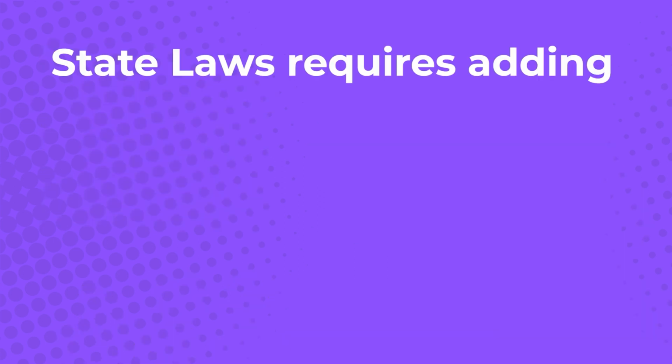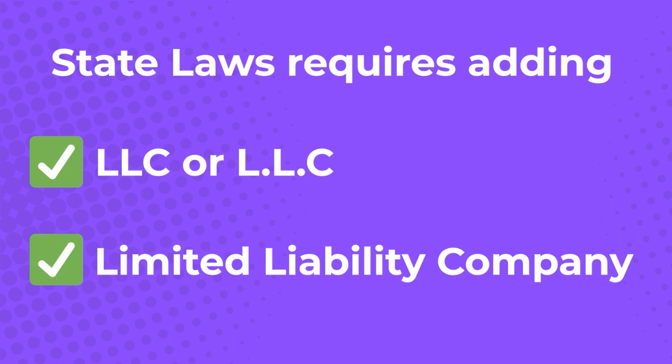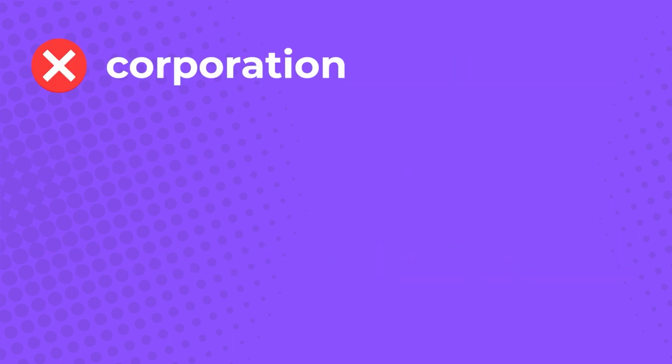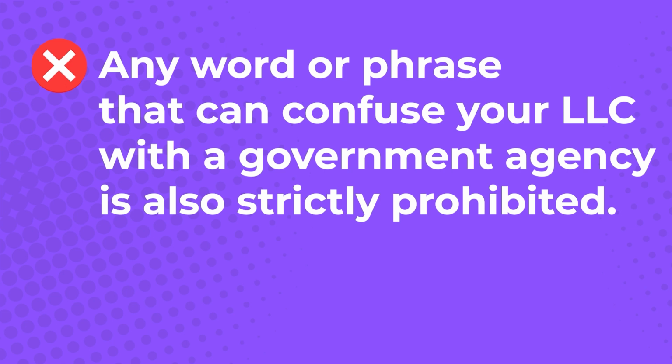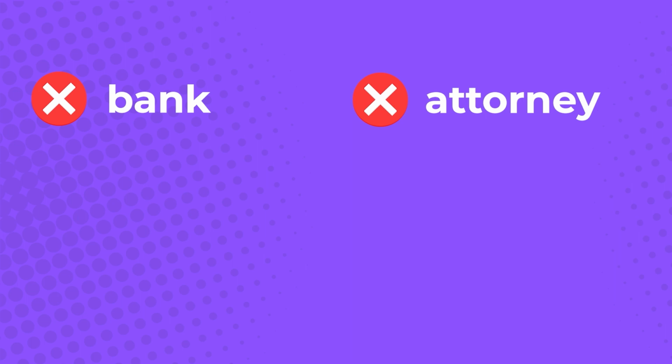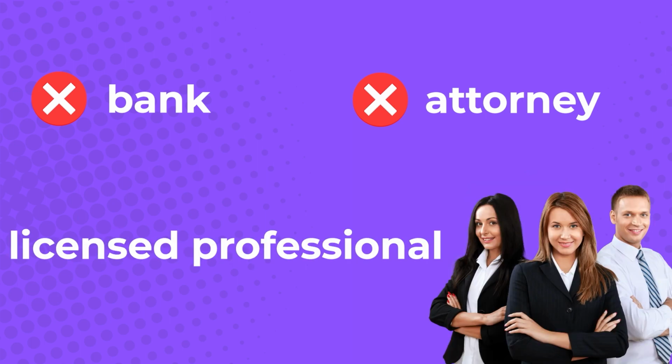Before I go off topic, Iowa laws also require adding LLC or limited liability company to your registered business name. You can't use terms like corporation, corp, inc, or anything else that could mislead people about your business type. Any word or phrase that can confuse your LLC with a government agency is also strictly prohibited. Using words like bank or attorney in your business name would require more paperwork. Adding these words would also require you to add a licensed professional as part of your LLC.